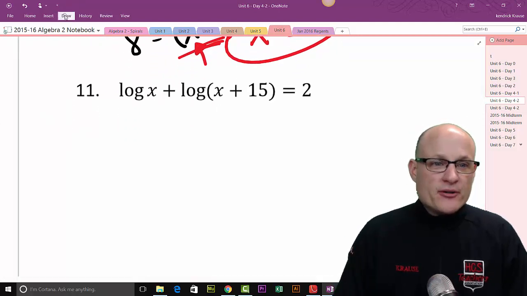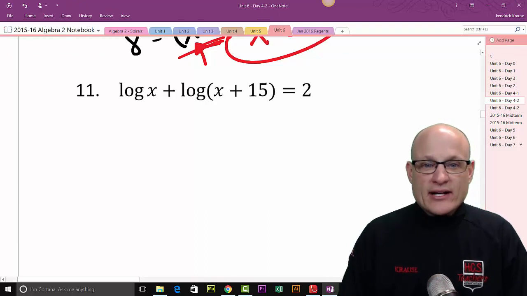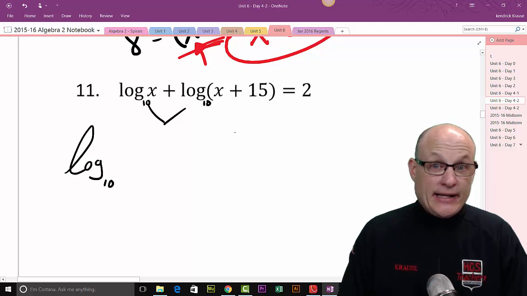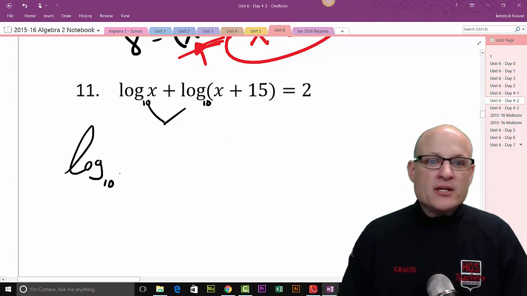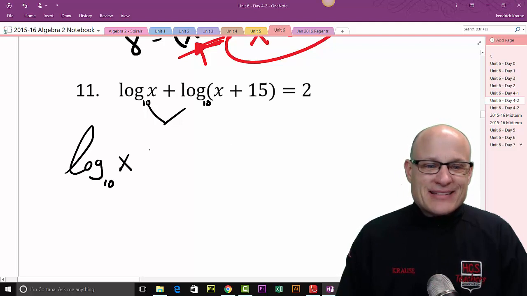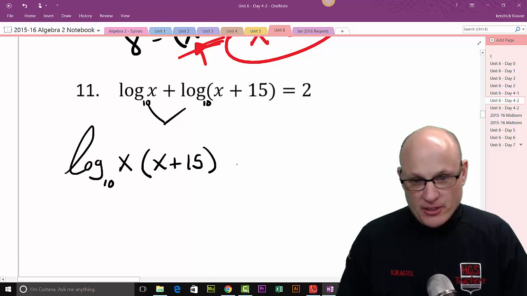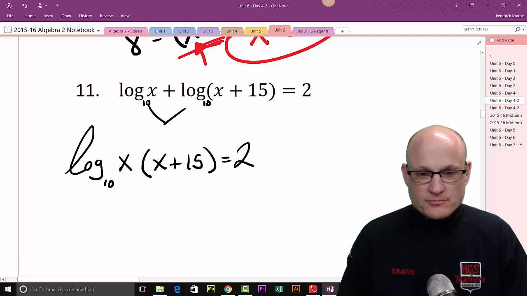So nothing to return. We have no exponents, but we have 2 logs, so we're going to condense them. We're going to write them into 1 log. Now, some of you don't like the fact that that base 10's not there. Maybe what you need to do is say, oh yeah, there's really a 10 there. Don't forget about it. So log base 10 of x times x plus 15, because remember, when you condense addition, it condenses to multiplication, is equal to 2.